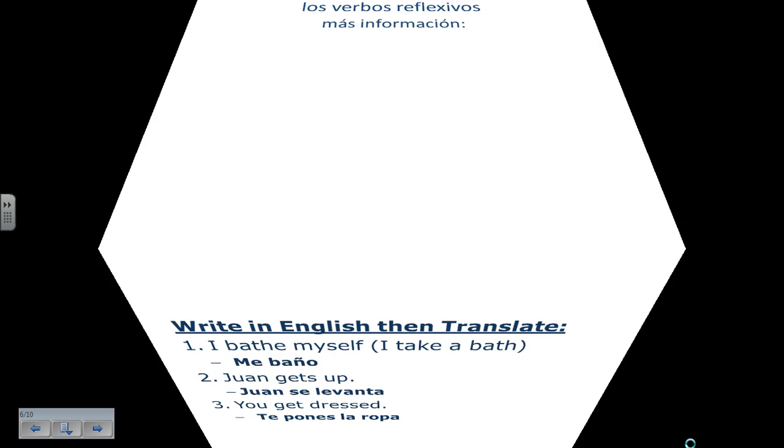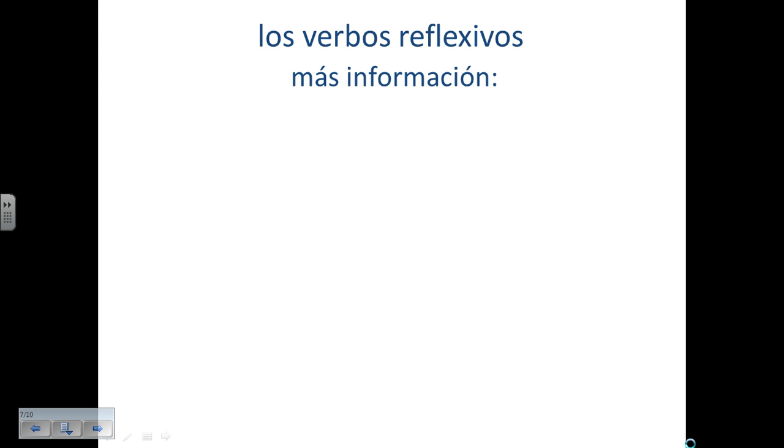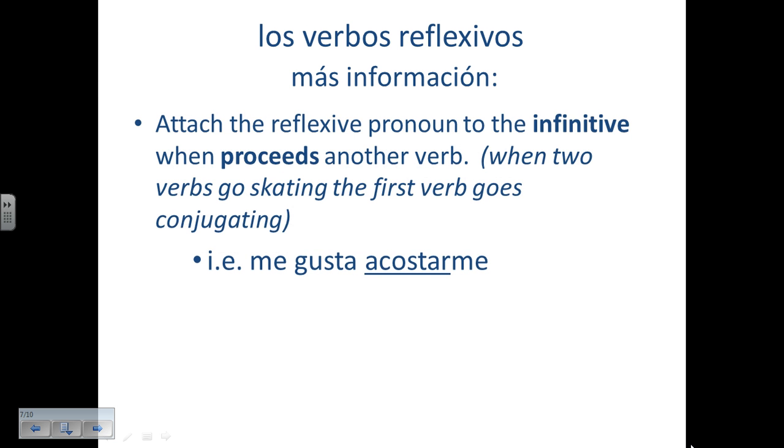Alright, so there's some more information that we can use with reflexive verbs. First of all, our double verb rule. Attach the reflexive pronoun to the infinitive when it precedes another verb. So, a phrase I like to use is when 2 verbs go skating, the first one goes conjugating. Alright, so me gusta acostarme. I've got the me gusta, I like, and then we have to change that reflexive verb to me at the end while keeping the root verb in the infinitive form.